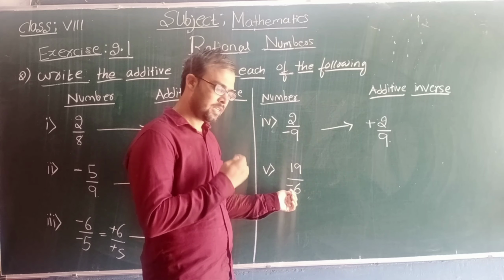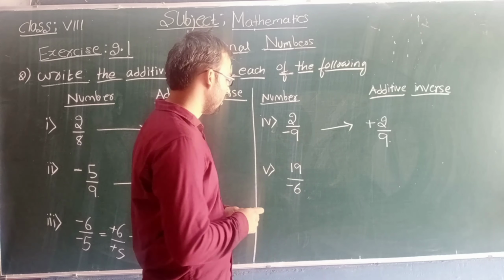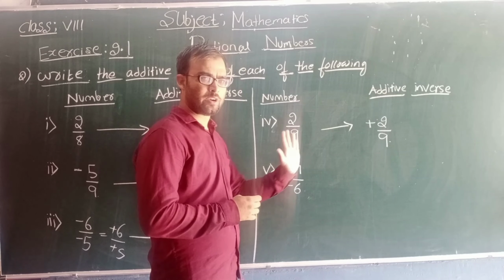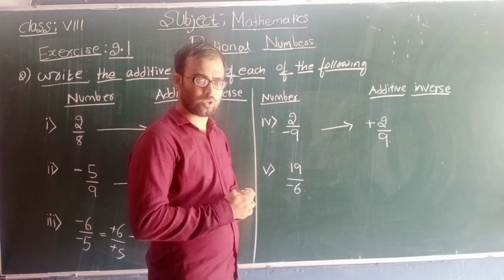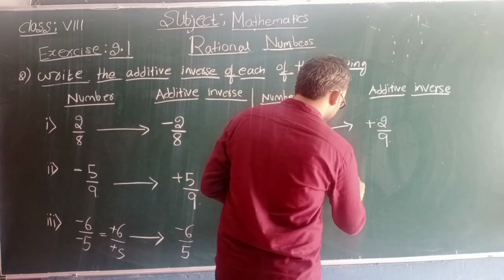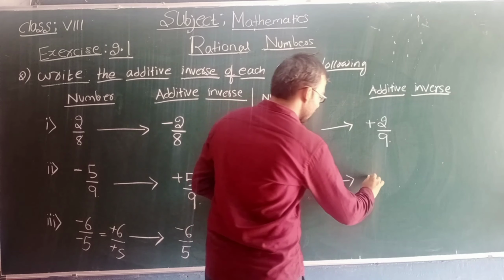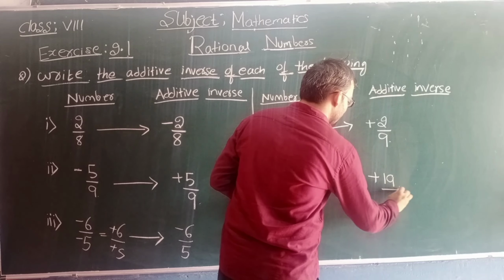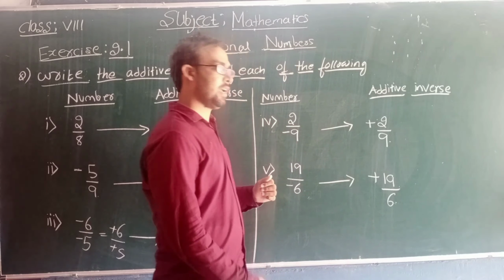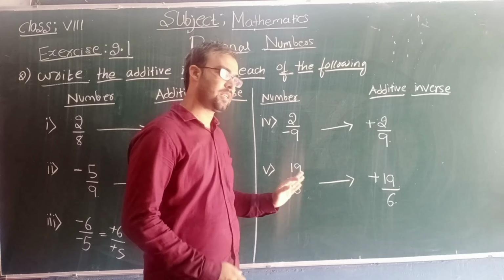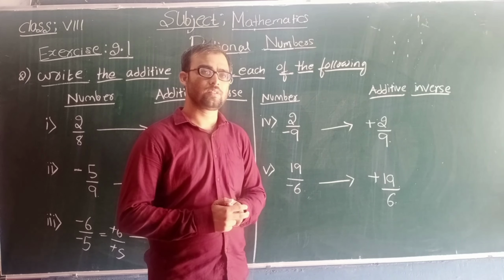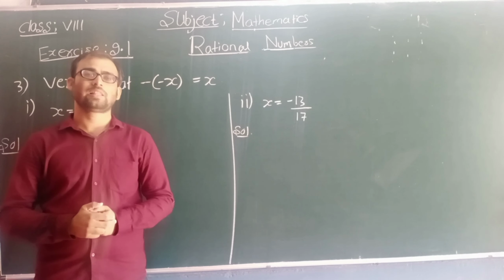Why? Because you are having a minus sign at the denominator. So if this is negative, what will be its additive inverse? Positive, no? Yes. Its additive inverse will be positive, that is plus 19 by 6. The additive inverse of 19 by minus 6 is what? Plus 19 by 6.